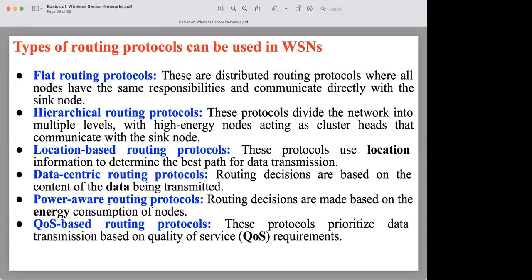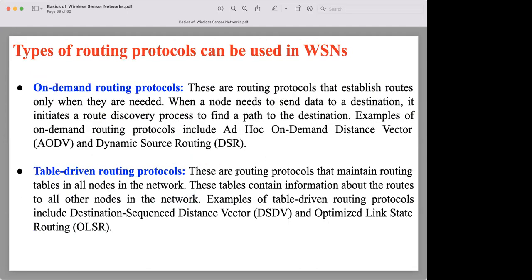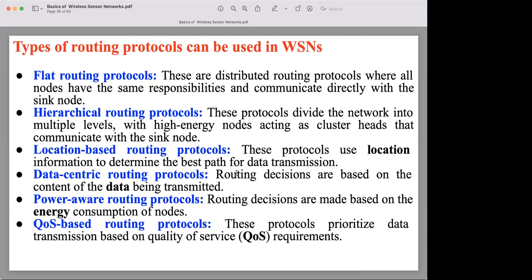Sometimes energy consumption is not the only concern; there is also quality of service, such as delay, throughput, packet loss and other things. If you are worried about that type of quality of service, you need to consider QoS-based routing protocols. Here we are not worried only about the power consumption, we also worry about the other aspects of quality of service. Now, these are the classifications of routing protocols.